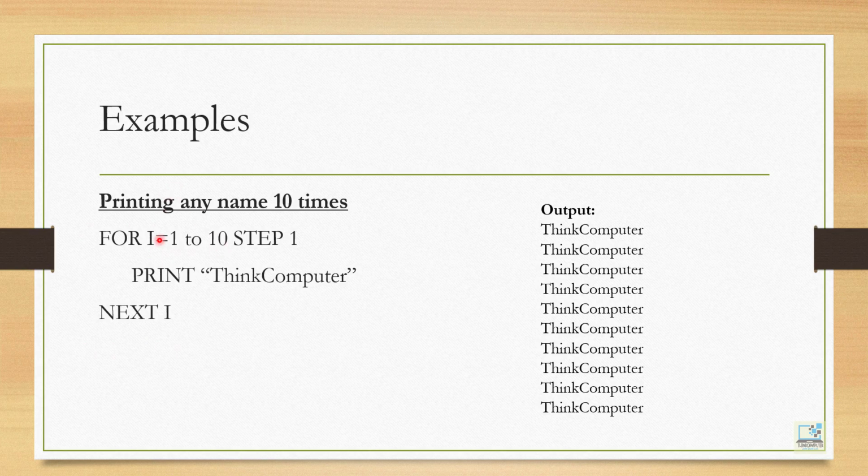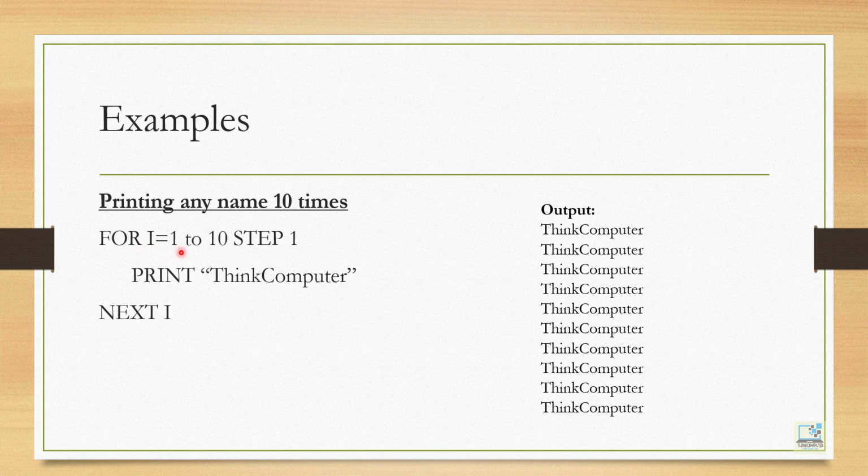In this example, I equal to 1 to 10 is the condition. It says that the loop will begin with 1 and it will go till 10. Step 1 means it will change by 1. That means the value of I will be 1, then 2, then 3, then 4, till 10 it will go. As soon as the value of I becomes 11, the loop will terminate. So this is how it works.